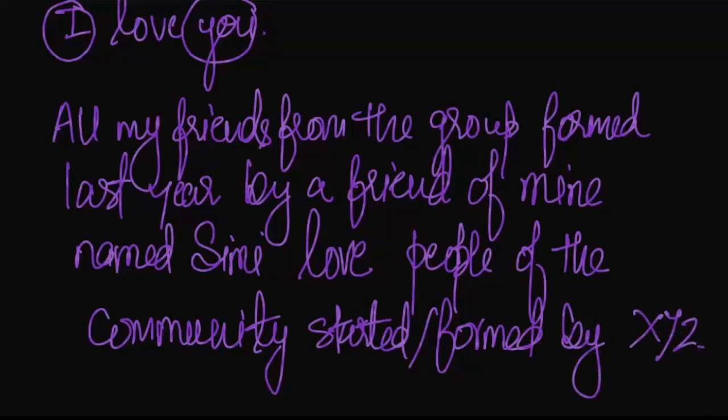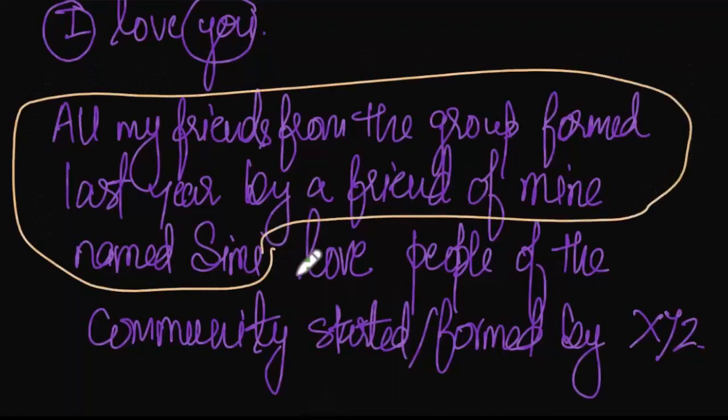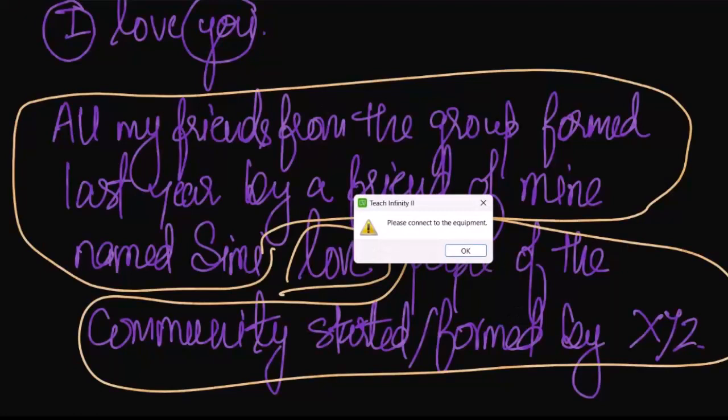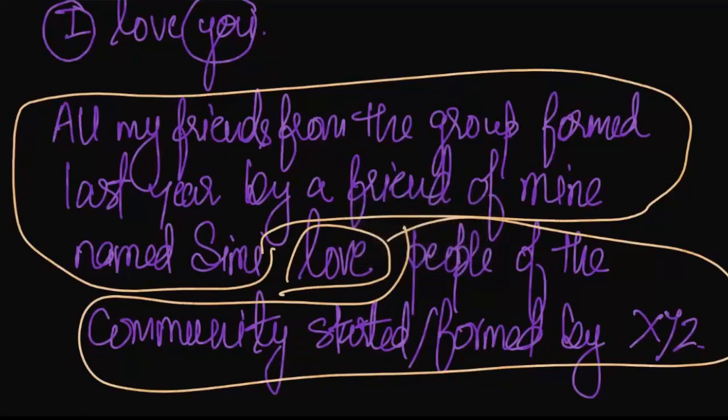So instead of saying somebody loves somebody, I love you, I said who, right? Which is a very lengthy phrase. All my friends from the group formed last year by a friend of mine named Simi. So this is just one phrase, a noun phrase, and in this noun phrase we have multiple types of phrases, but we don't have any clause in it, right? So this is the subject of the sentence. This entire thing is the subject of the sentence. Love is the verb, and this is the object, right? All these people love, people of the community started or formed by XYZ, right? So this is also a simple sentence.